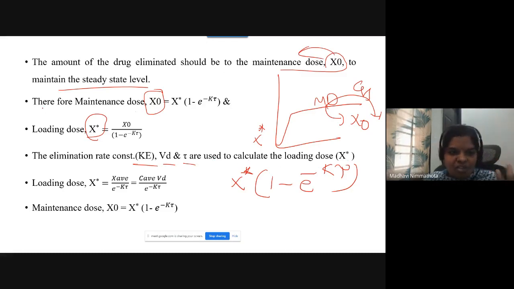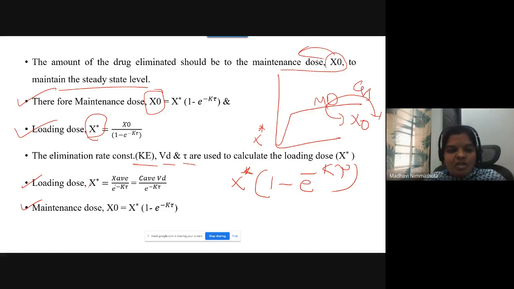We have two equations here. This is for the maintenance dose and this is for the loading dose. But Vd, tau and Ke are also useful to calculate the loading dose and maintenance dose. For that they have written two more equations. See here, the loading dose with respect to Ke, Vd, tau.